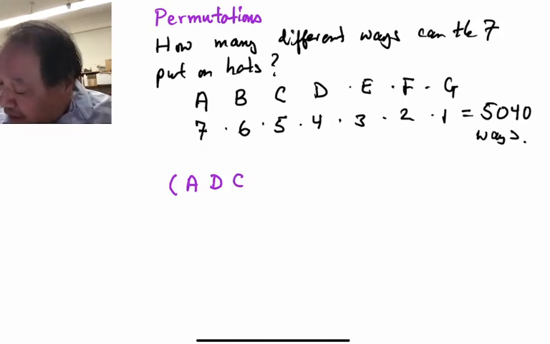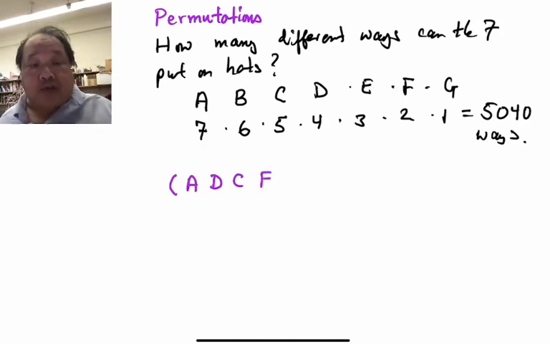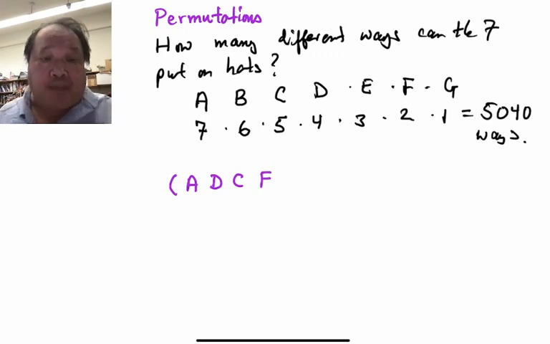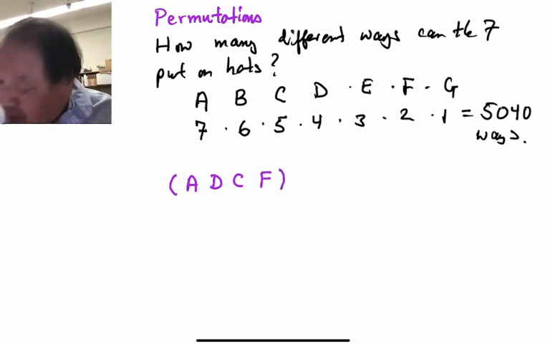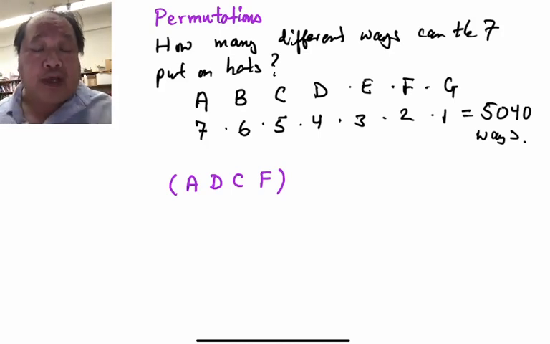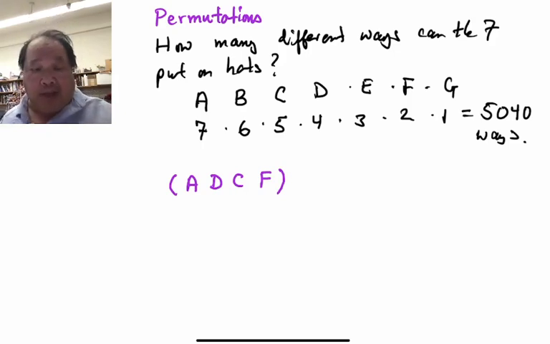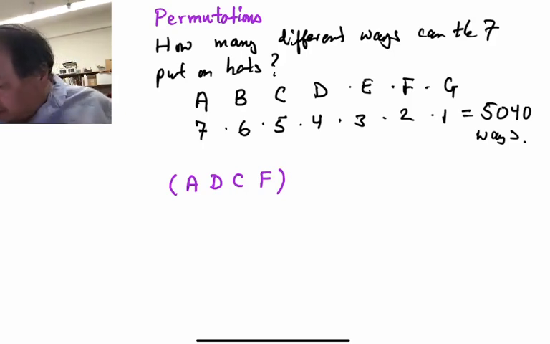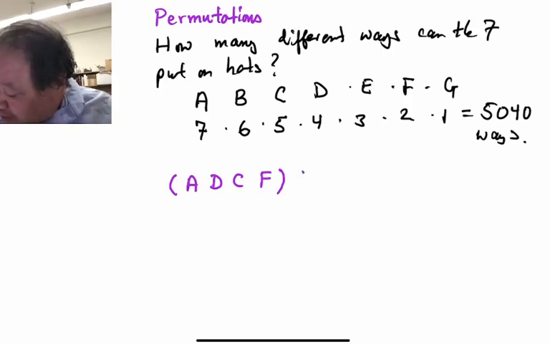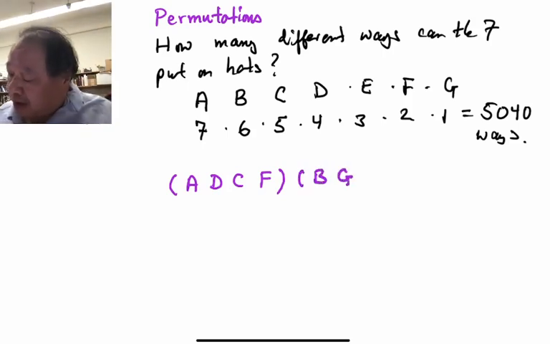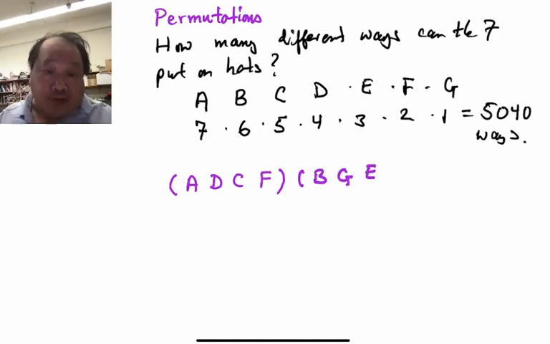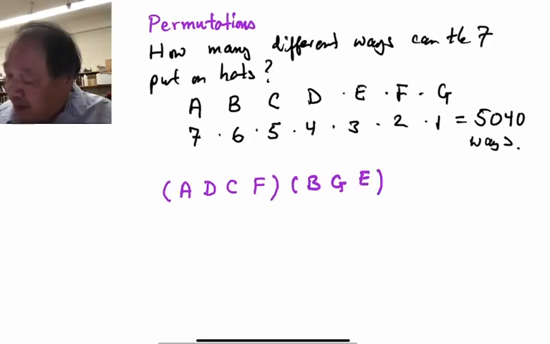C ends up putting on F's hat. But interestingly, F is going to put on A's hat. So we write that like this. This means A put on D, D on C, C put on F, and then F put on A. And then that's 4 of the brothers. We have to deal with the others. We could have B put on G's hat, G put on E's hat, and then E would be forced to put on B's hat. And so this is a very nice notation.